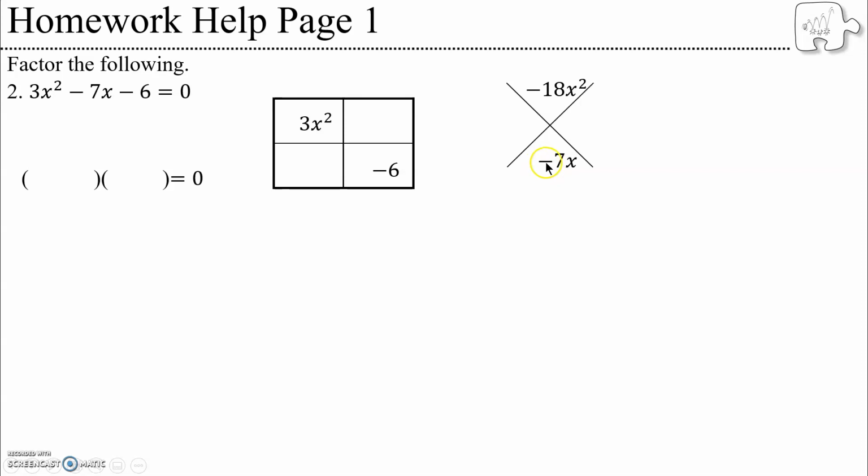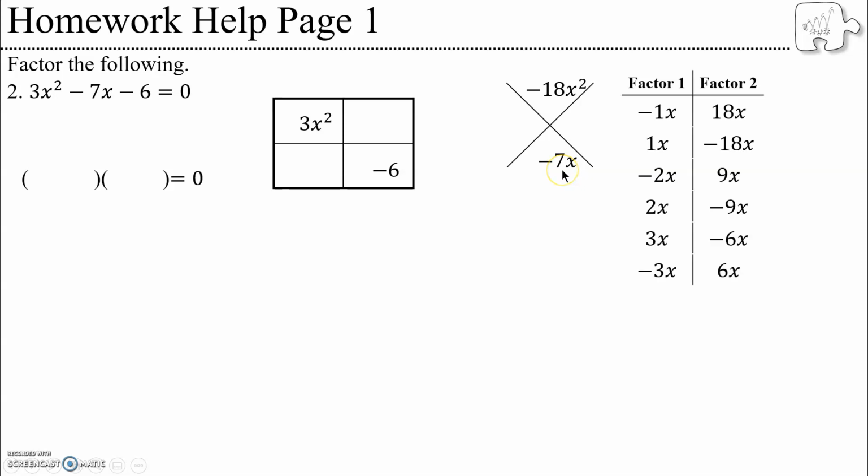So now we're looking for the factors of negative 18x squared that add to negative 7x. Right? So negative 1x and 18x, and 1x and negative 18x. That'll give us 17x and negative 17x respectively. Negative 2x and 9x, or 2x and negative 9x. That'll give us 7x and negative 7x respectively. We wanted negative 7x, right? So we could go ahead and fill in our diamond problem with 2x and negative 9x.